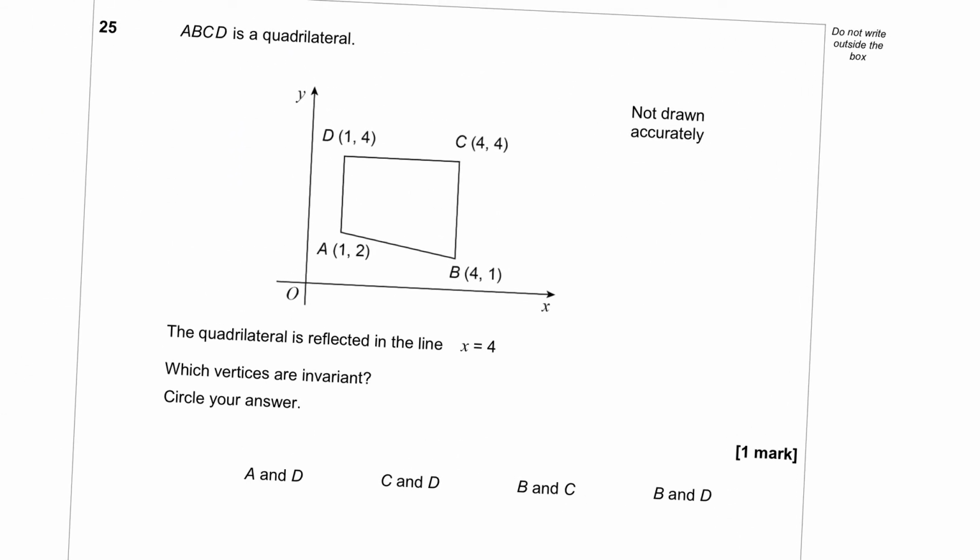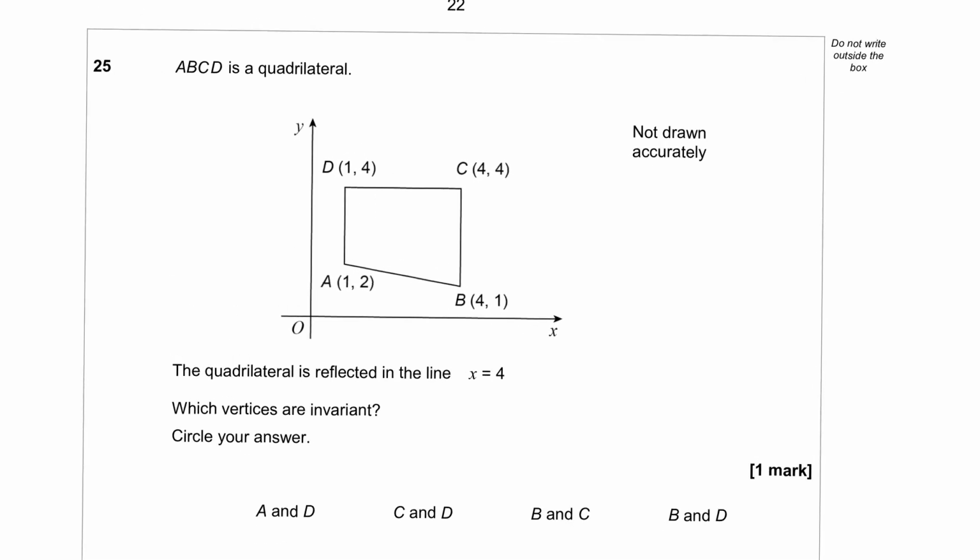Okay, moving on to question 25. You've got a quadrilateral ABCD, and it says the quadrilateral is reflected in the line x is equal to 4. So it's saying which vertices are invariant.